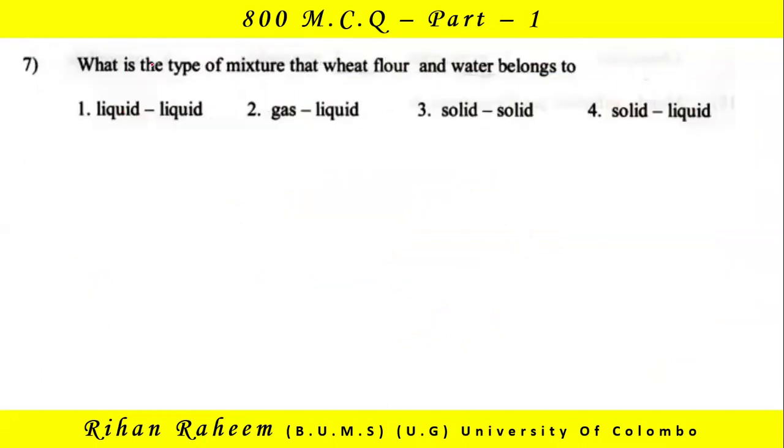Question number 7. What type of mixture do wheat flour and water belong to? Wheat flour is a solid one. Water is a liquid. This is an easy question. Solid and liquid. But here they should have given the answer as homogeneous or heterogeneous mixture. That is the best answer. When you mix wheat flour and keep it for some time, the heavier particles will collect at the bottom. So it's a solid-liquid heterogeneous mixture.